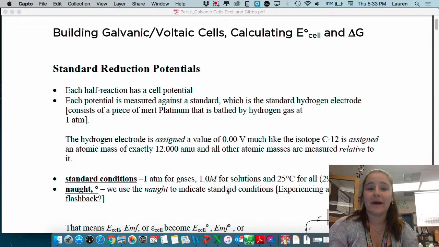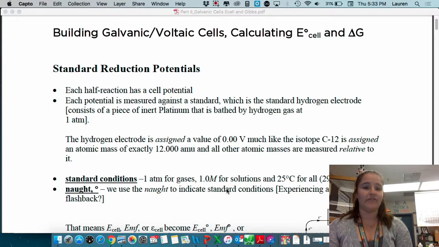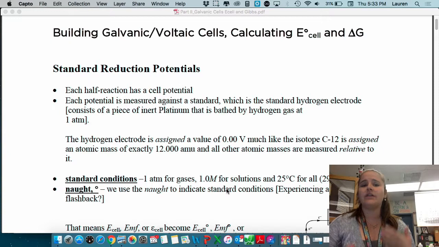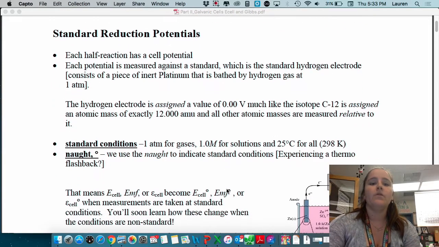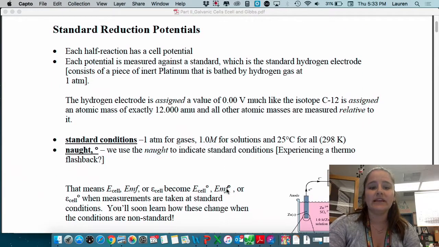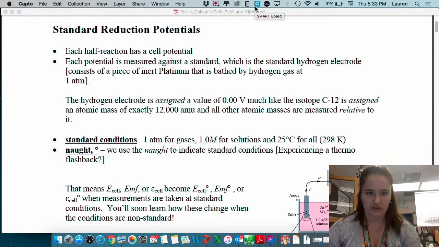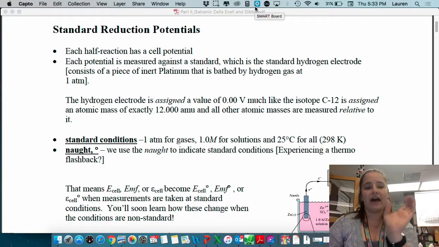Here to talk to you about building galvanic, aka voltaic cells, calculating their cell potential, and relating that to Gibbs free energy. Okay, so we're going to really talk about what is going on in these electrochemical cells, aka batteries that we can create. What you have to understand about this is that each cell has a standard reduction potential. Okay, and that's based on the half reaction.